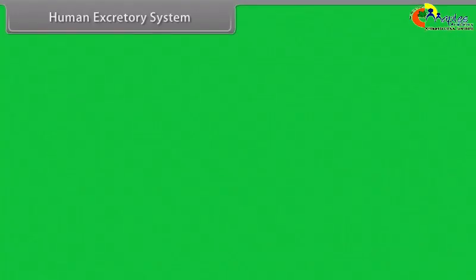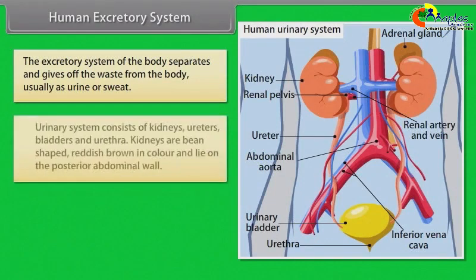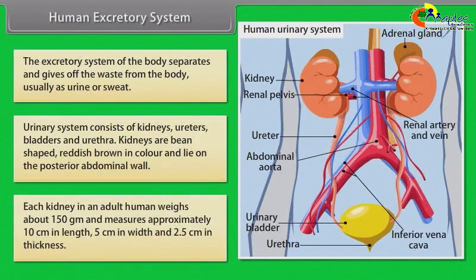Human excretory system. The excretory system of the body separates and gives off the waste from the body, usually as urine or sweat. Urinary system consists of kidneys, ureters, bladder and urethra. Kidneys are bean-shaped, reddish-brown in color and lie on the posterior abdominal wall. Each kidney in an adult human weighs about 150 gram and measures approximately 10 cm in length, 5 cm in width and 2.5 cm in thickness.